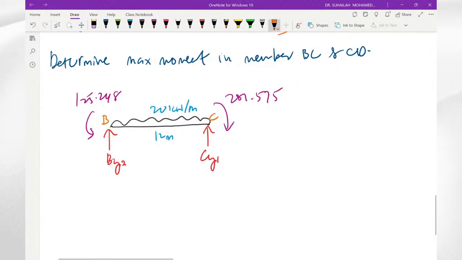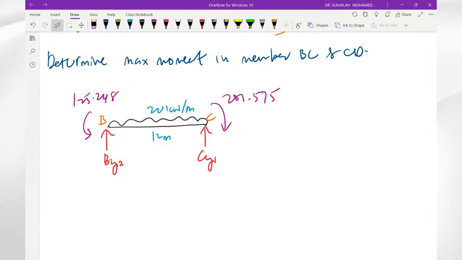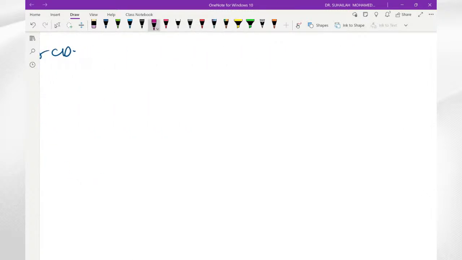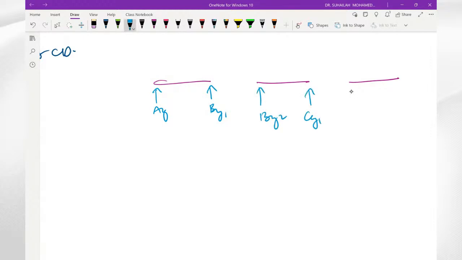Means that we have to analyze this beam. We need to calculate BY2 and CY1. Why is it BY2 and CY1? Because if we draw the original diagram in full like this, we will have this one as AY, this one as BY1, this is BY2, this is CY1, CY2 and DY. Now we are calculating this. That's why it is BY2 and CY1, because BY is actually BY1 plus BY2.